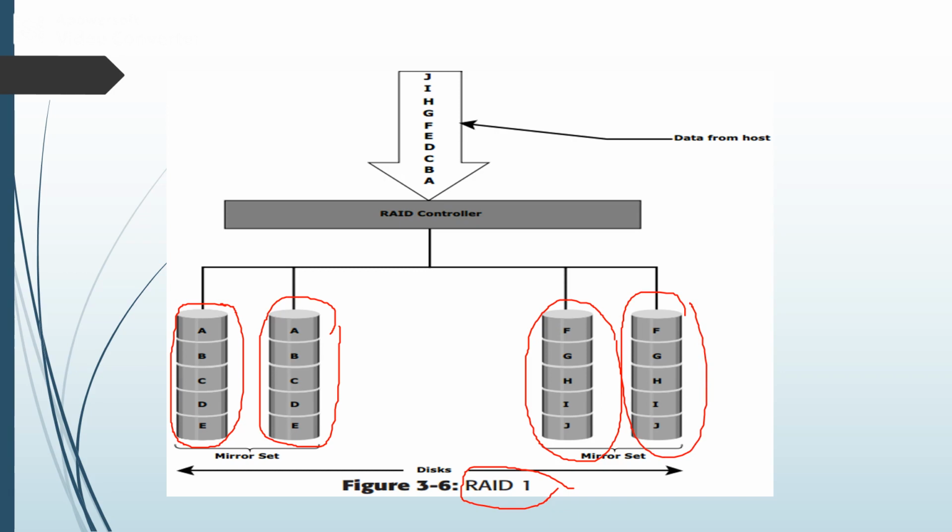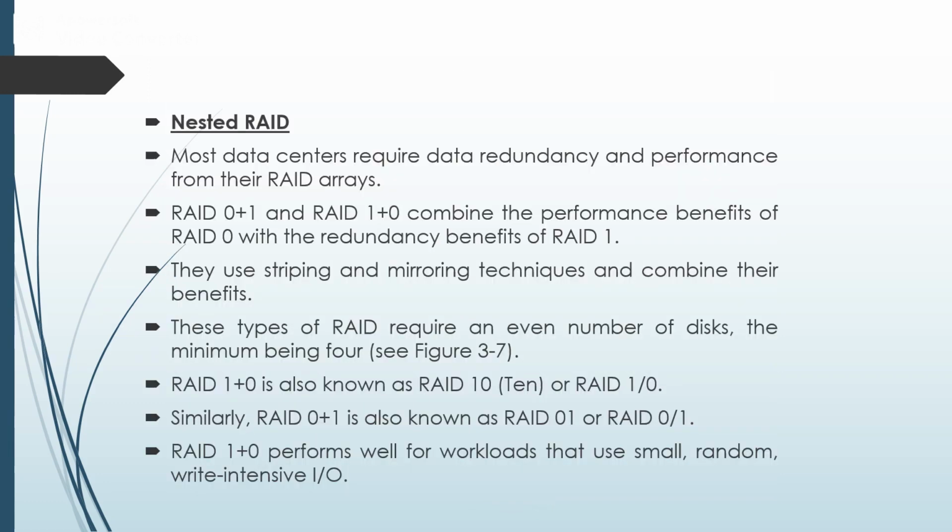While reading the information, we can use either the original disk or the mirror disk, but while writing the information we have to write it on both disks. So that causes a write penalty in the case of RAID 1.